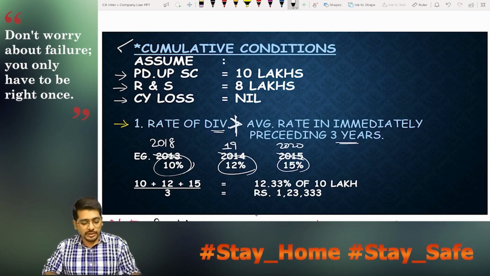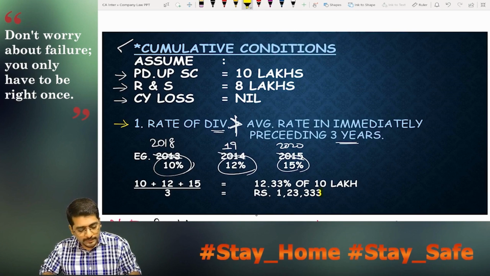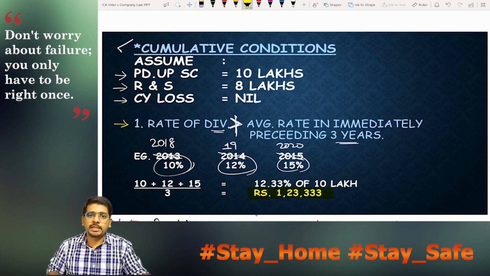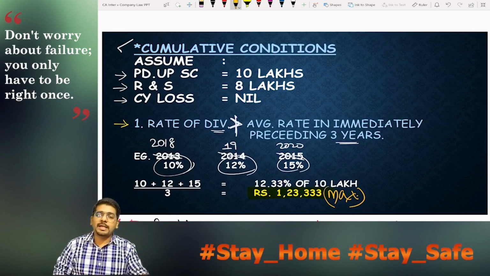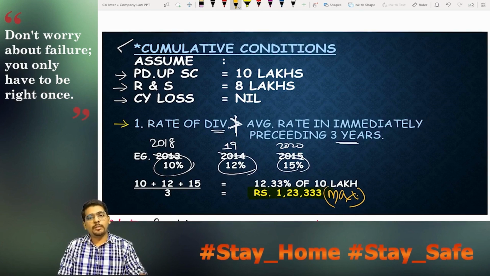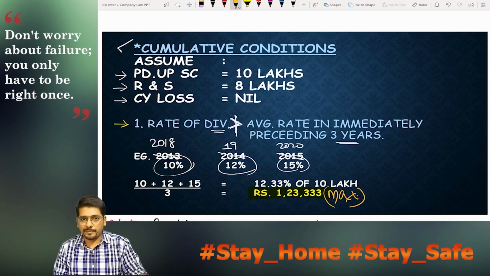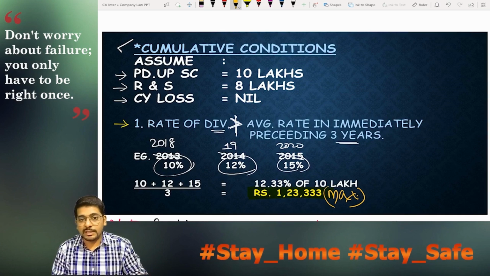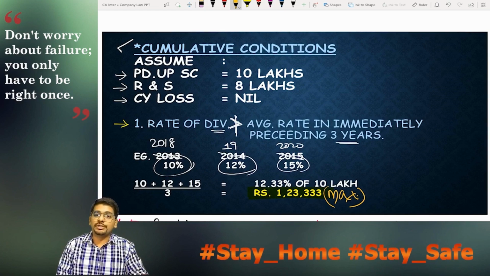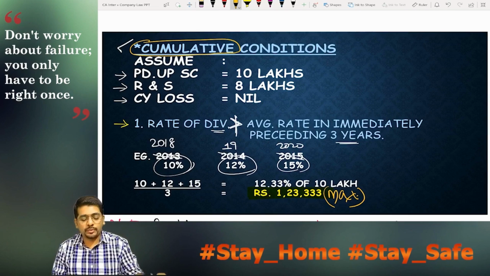So 12.33% of 10 lakh rupees comes to rupees 123,333. So this is the maximum amount of dividend that this company shall be allowed to pay this year out of its free reserves. Understood? Okay, wait. But the answer is not there yet. We have to make sure the other 3 conditions are also satisfied, because these are cumulative conditions.